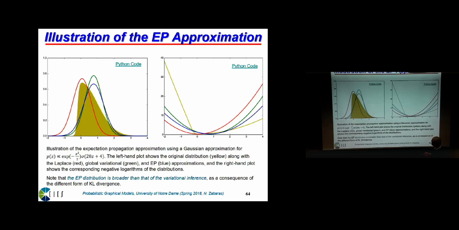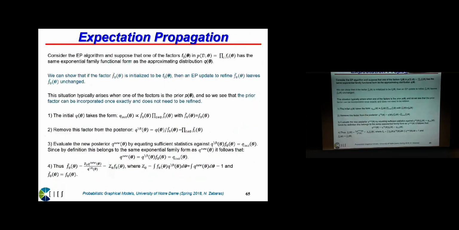But in this particular case, if I see correctly, the support of the EP solution is much broader than the one you get with variational Bayes, okay? So depending on, and of course this is an easy distribution. If you try to do this for complicated problems, the answers may be completely different.